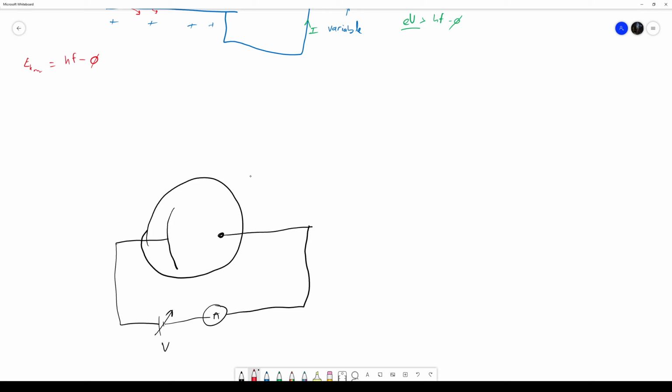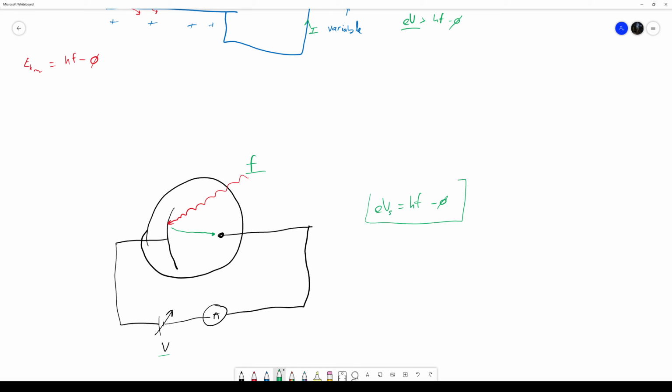You shine in your light. Not red light, that won't work. The electrons are ejected across this gap to here, and you gradually increase V until this current just stops, and you figure out the stopping potential. Then you try a range of different frequencies of light, and you plot stopping potential against frequency. And given that at the stopping potential, I'll put Vs, this must be true.